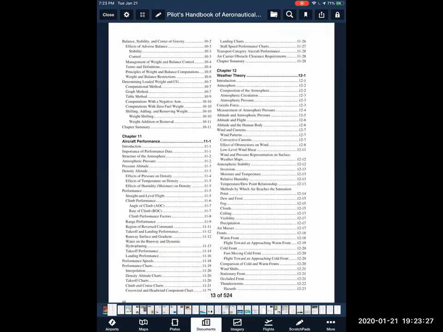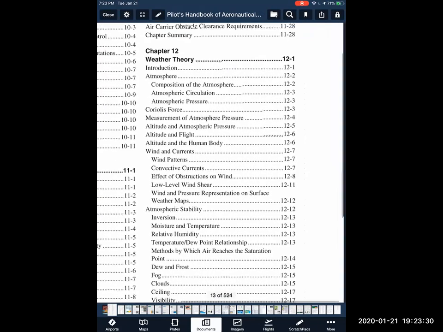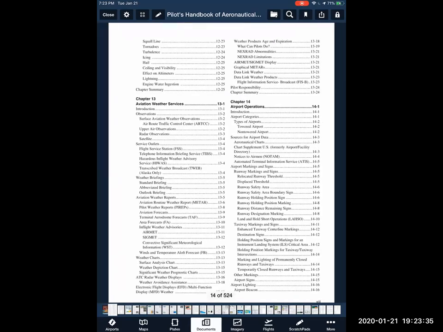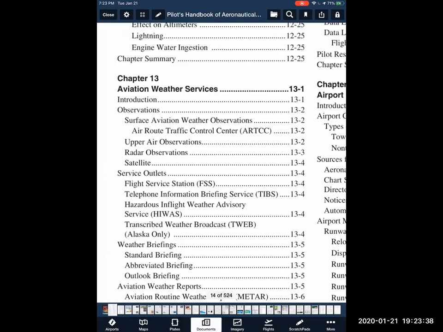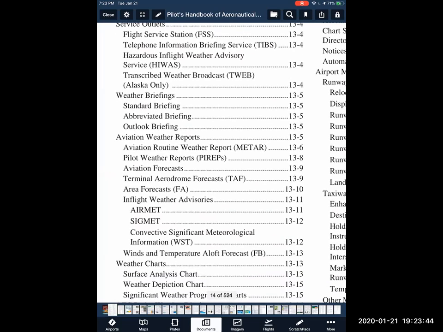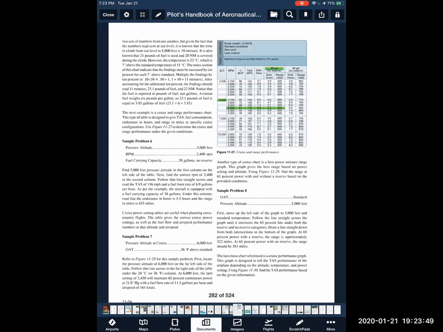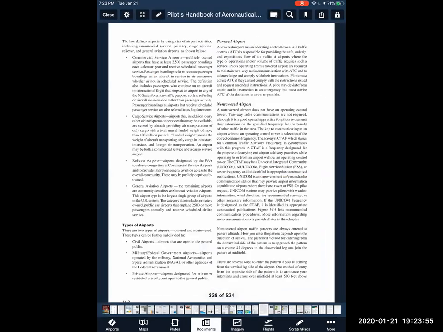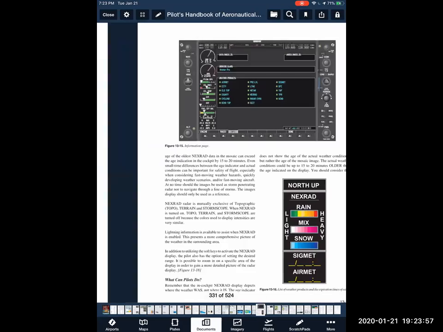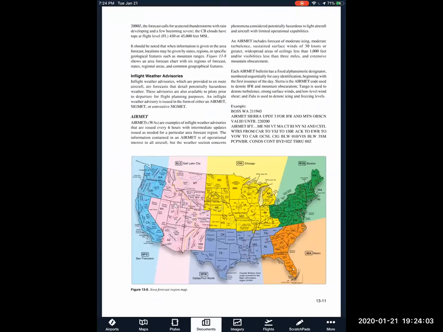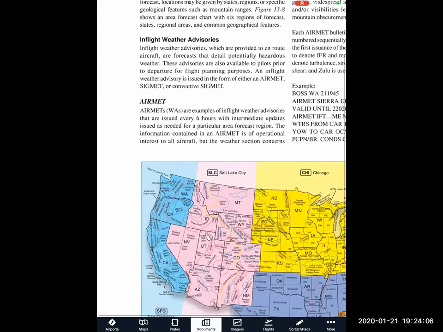And then you get to chapter 12, which is weather theory, but specifically what we're talking about right now is a weather product. So we're less concerned with weather theory at the moment. We're more concerned with chapter 13, aviation weather services. So we'll scroll through here and see if we can find anything about AirMets. Well, sure enough, in-flight weather advisories, chapter 13, page 11. So we could head to chapter 13 and scroll to page 11 here. And there's, of course, our information about airmets.